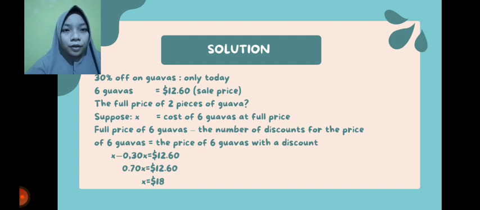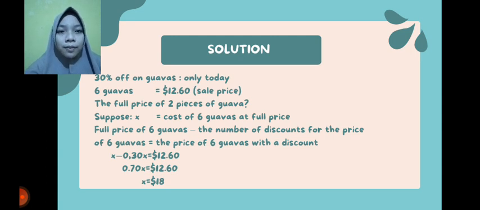The solution: we know from the question 30% off on the guava is only for today, and 6 guava is $12.60 on the sale price. The full price of the 2 pieces of the guava is the question. We suppose X is cost of 6 guava at full price. Full price of 6 guava minus the number of discount for the price of 6 guava is equal to the price of 6 guava with a discount.